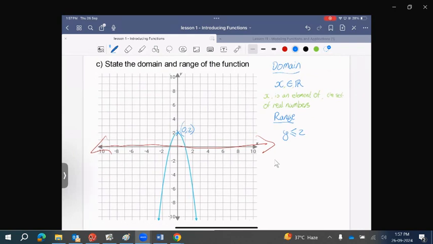Can't you, for the domain, say negative infinity to infinity? Yeah, it's less elegant. You don't get the style points. Some people really don't like intervals looking like that as well.